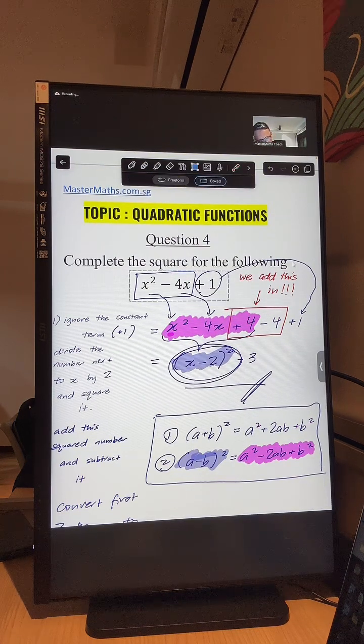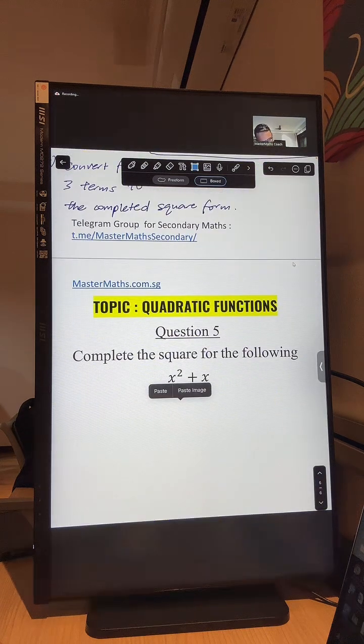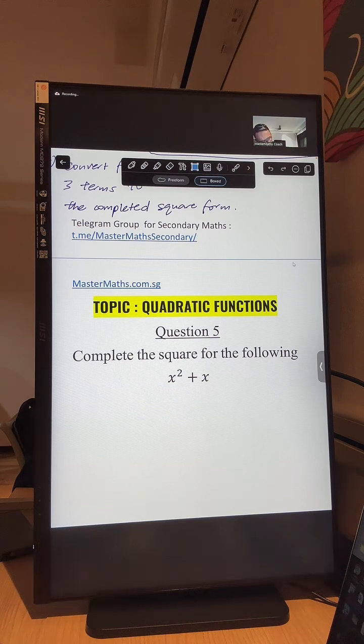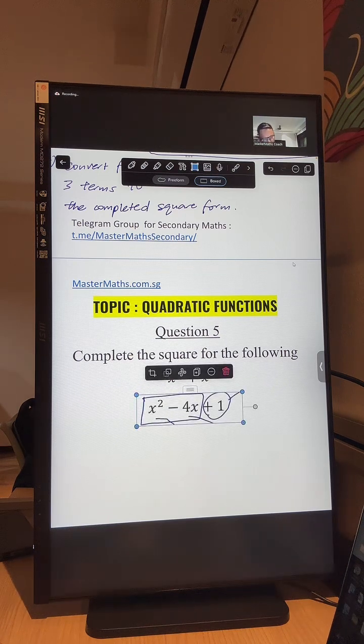Okay, I copy this. Okay, bring it down here. Alamak. Sorry. Paste image.